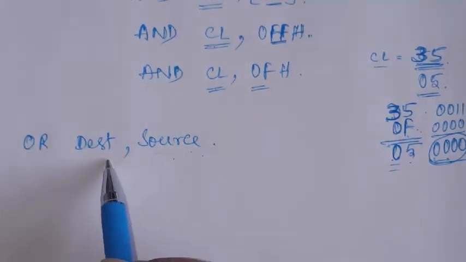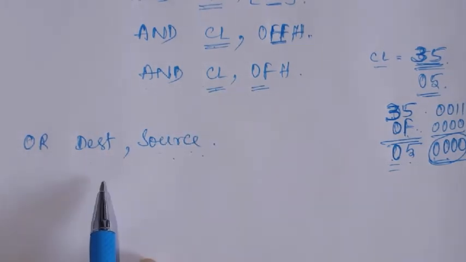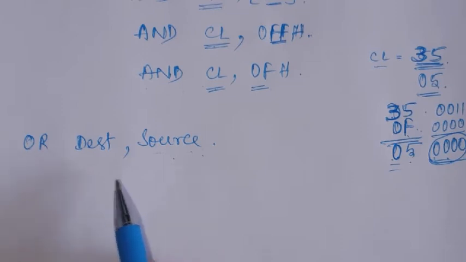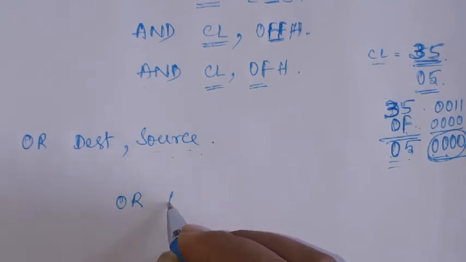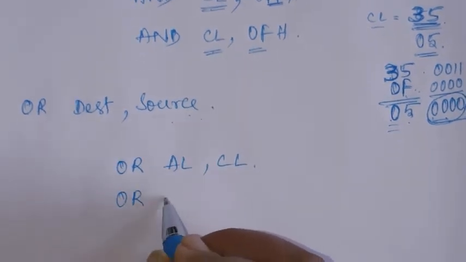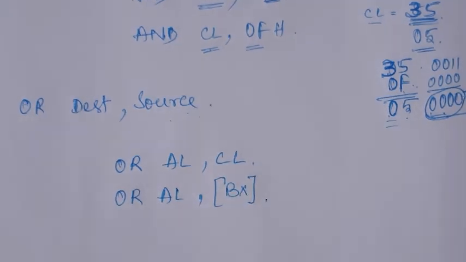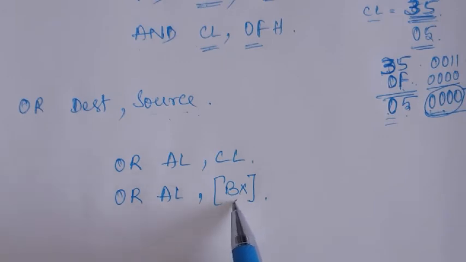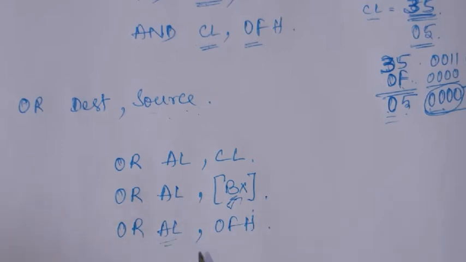Here also the carry flag and overflow flag are both zeros. Parity, sign and zero flags are updated, and the auxiliary carry flag is undefined. So you can have OR of the contents of AL with CL, or AL with a byte present in memory pointed to by the BX register, or it can be immediate data, like AL with 0FH. The result will be placed in the AL register.